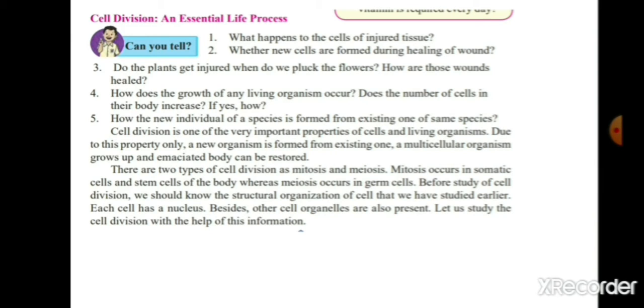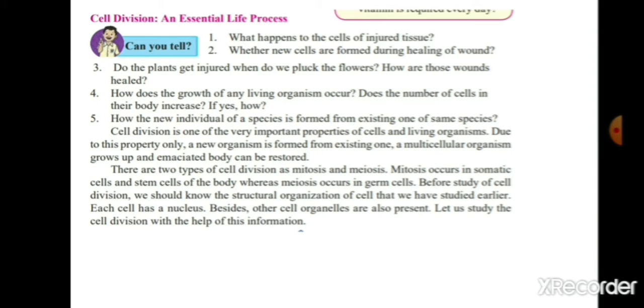Now, the next question: whether new cells are formed during healing of a wound. As the wound heals, a scab develops. The cells surrounding the wound start dividing rapidly, and the cells lost in the injury are restored. In this way, new cells are formed by cell division to heal the wound.